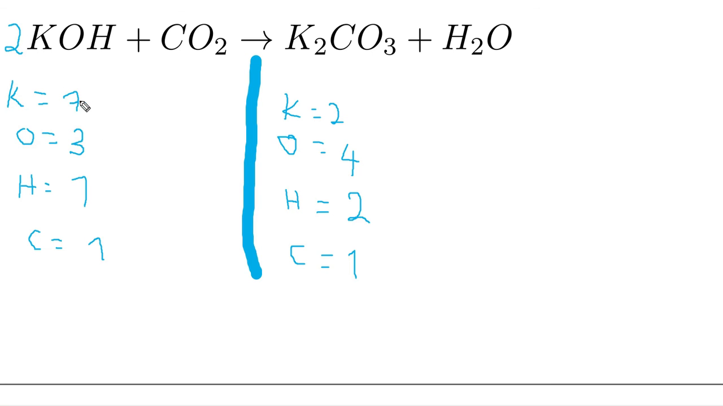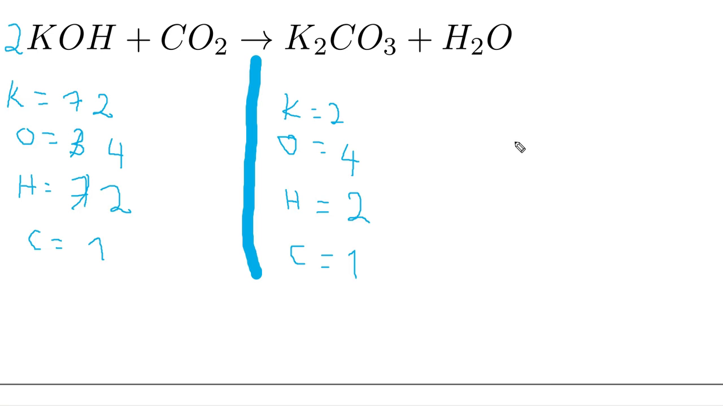We put 2 here and this becomes 2. And since this 2 affects this, we have 2 plus 2. Now the oxygen is 4, because we have 2 oxygen plus 2 oxygen gives us 4. Now the hydrogen, we have 2 hydrogen. So the hydrogen is 2. Oh, you see it's already balanced. We have 2, 4, 4, 4, 2, 2, and 1, 1. So the equation is now balanced.